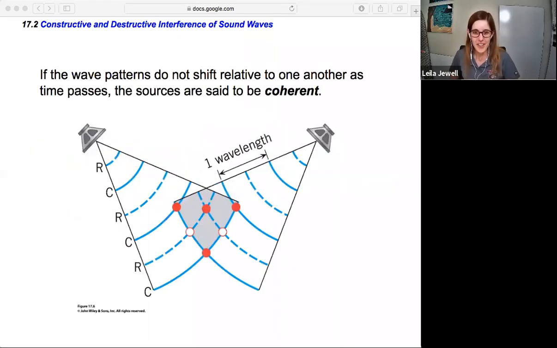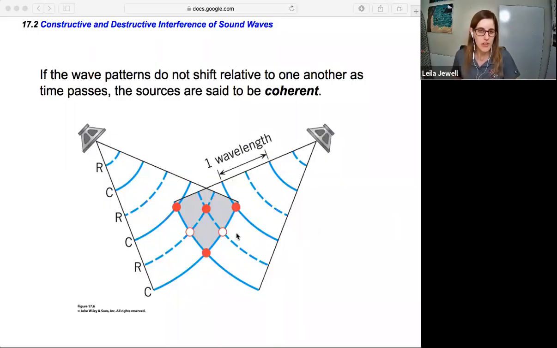All right. So if the wave patterns don't shift relative to one another as time passes, the sources are said to be coherent. In every problem we have, we're going to assume the sources are coherent, that they aren't shifting as time passes. This just means that we have them nice and steady, so we don't have to worry about a phase change in the middle. Once the phase is set, it's set.